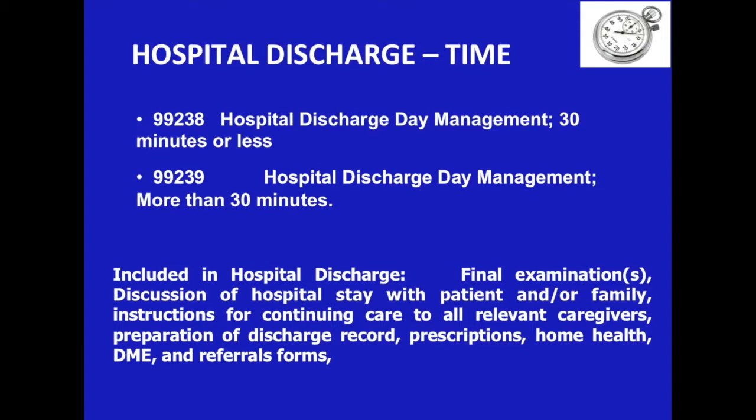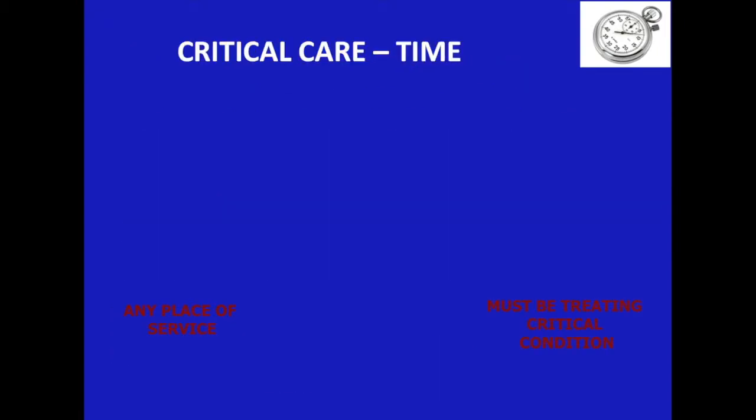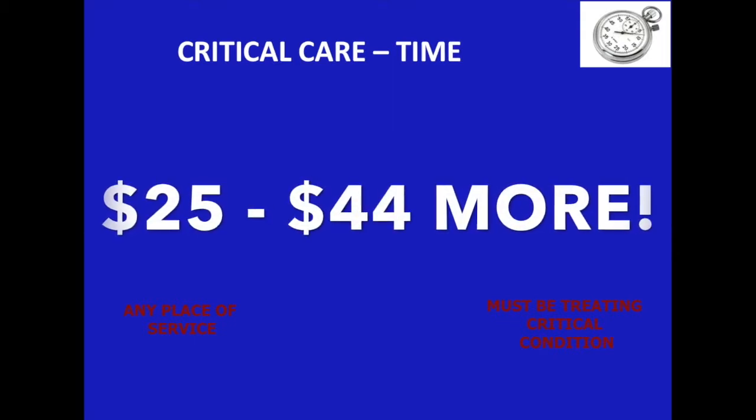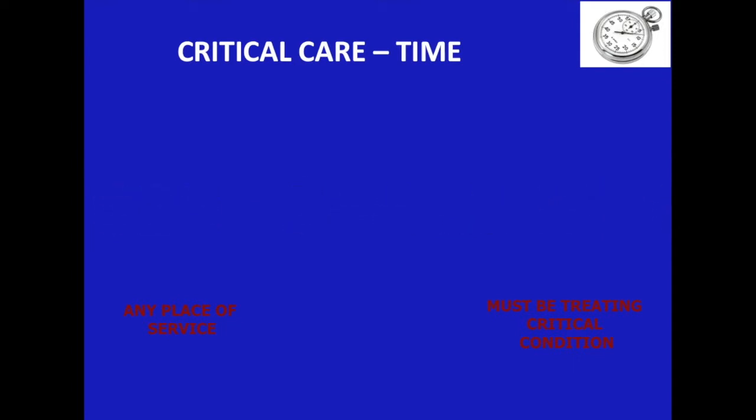If, though, the doctor is going to bill 99239, then you better make sure you document the total amount of time spent, 34 minutes spent, and go into detail. What were you spending the time on? Visiting with the patient, going over results with other caregivers, preparing the discharge record, dictating the hospital discharge record, writing prescriptions, etc. If you spend at least 31 minutes, you bill a 99239. You're going to find the reimbursement is typically about $25 to $44 additional over the 99238. So it can definitely add up.